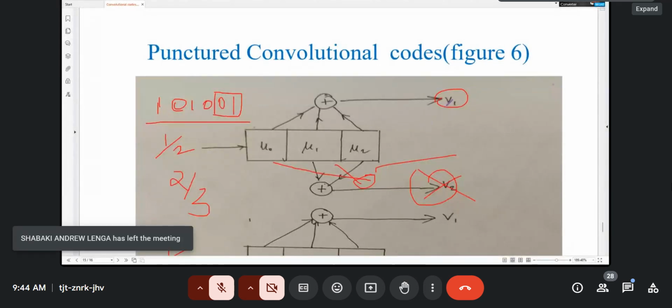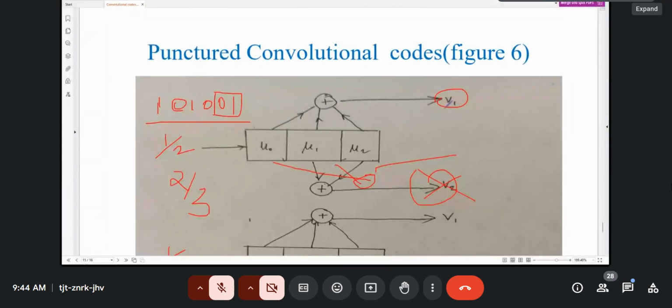Puncturing is another theory altogether: how you puncture to get the maximum benefit from your encoders. We said we don't get into that one. We just accept the concept of puncturing. It requires a full class.